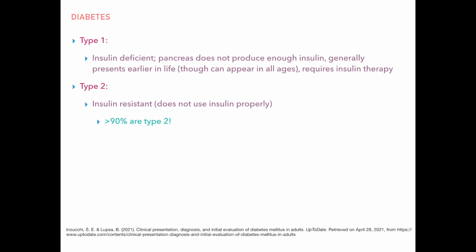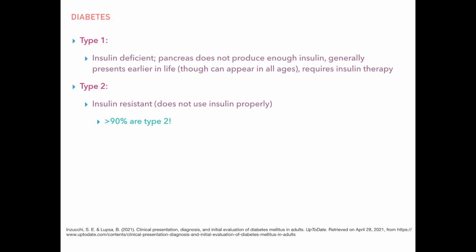So a super brief refresher here in regards to type 1 and type 2 diabetes. Type 1, this is where the patients are insulin deficient. Pancreas does not produce enough or any insulin. Generally, this presents early in life, though it can appear in all ages. And these patients require insulin therapy. Type 2 is where patients are insulin resistant. So they have insulin, but their body doesn't use it properly.